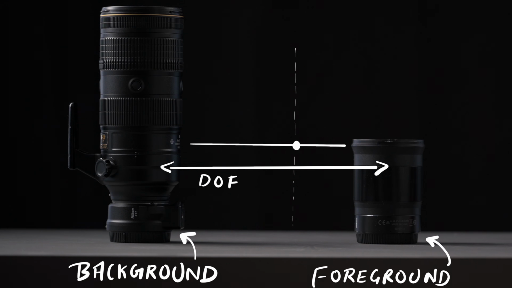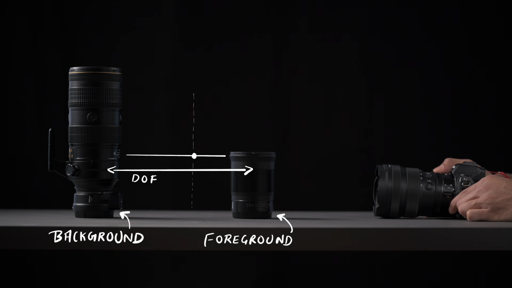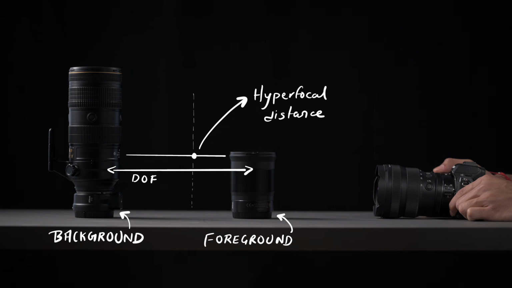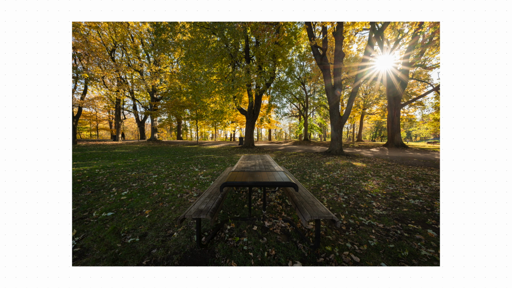So, what is the solution? The solution is to focus somewhere in between the foreground and background, a point where you get the maximum depth of field. This point is known as hyperfocal distance. Think of it like this. You're trying to focus as close as you can, but the background should be sharp. If you focus closer than this point, then the background is not sharp and you're defeating the purpose.